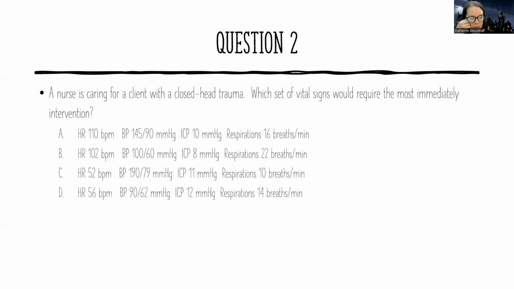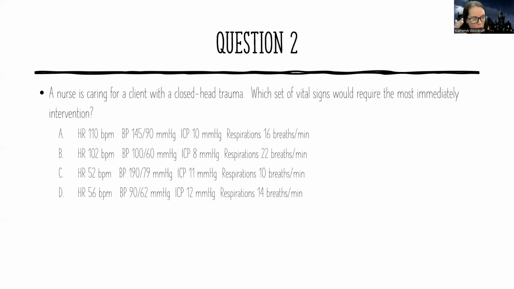Let's look at the next one. So there is heart rate of 52, so it's on the low side. Blood pressure is really high, and there's a lot of space between the top number and the bottom number for the blood pressure. I don't like that. ICP is still holding, but the respirations are only 10, which is abnormal. So the most things wrong so far, think of this almost like a risk factors question, the most things wrong so far are for C. That doesn't necessarily mean it's the right answer, but I definitely want to take that into consideration.